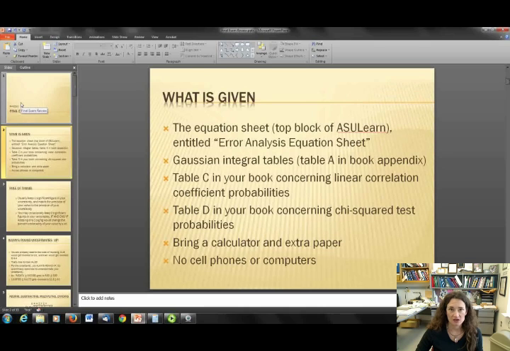You'll also get the Gaussian integral tables, which is table A in the appendix of your book. You'll get table C in the appendix of your book with the probabilities for the linear correlation coefficients. And you'll get table D in your book, that is the chi-square test probabilities. To bring with you, I want you to bring a calculator and some extra paper. And please, no cell phones or computers during the exam.